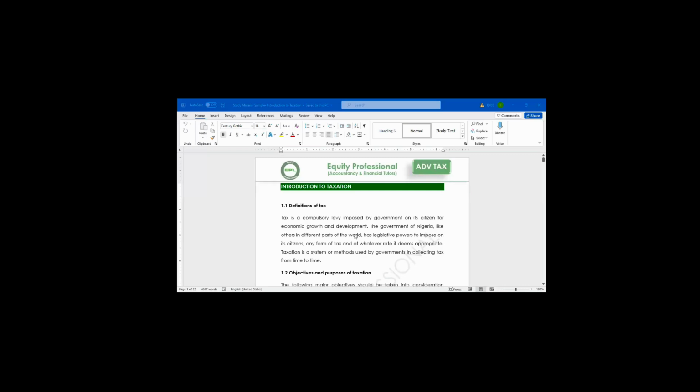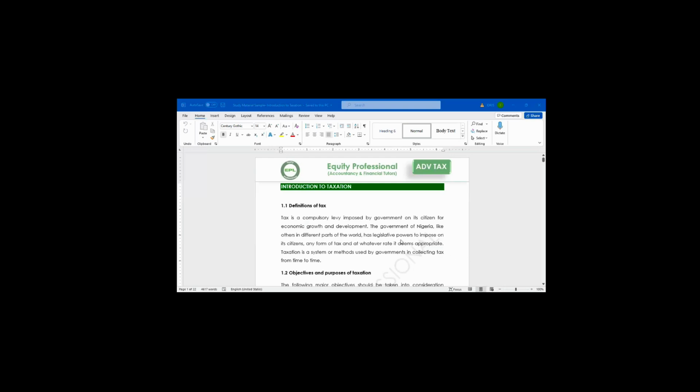Why does government collect tax? It is for them to improve the country's economic growth and development, to create more growth and development in the country. That is one of the reasons why government collects tax.